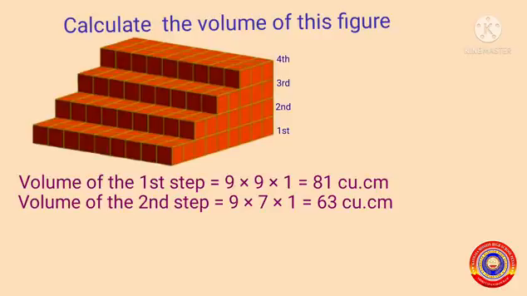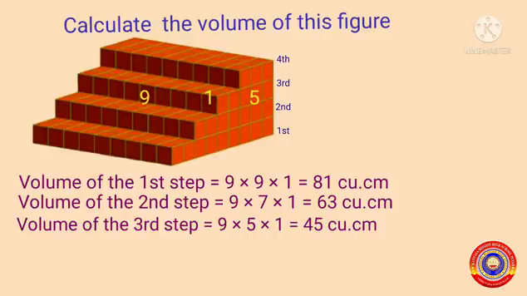Then the third step. The number of cubes lengthwise is equal to 9. The number of cubes breadthwise is equal to 5. And the number of cubes heightwise is equal to 1. Therefore, the volume of the third step is equal to 9 into 5 into 1. That is equal to 45 cubic centimeters.